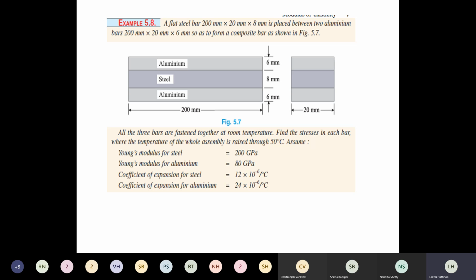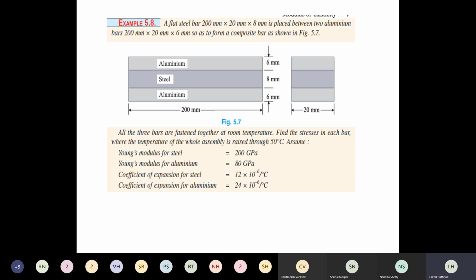And observe carefully, the length is 200 mm, and this 20 mm is actually the breadth. Cross sectional area you should consider always. That's what I have discussed in previous slide. This 20 mm is the breadth and this 8 mm is the depth of each section. See, depth for steel is 8 mm and depth for aluminium is 6 mm. So always imagine the diagram and then you're supposed to solve. That becomes easy. So hope this diagram is understood to you.